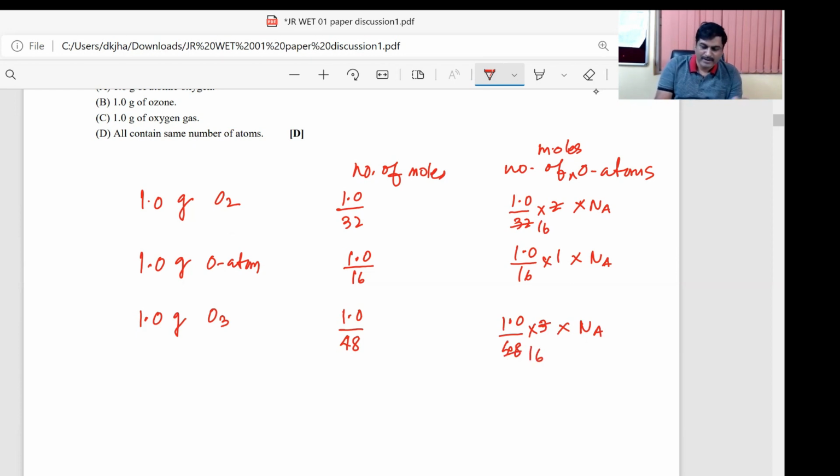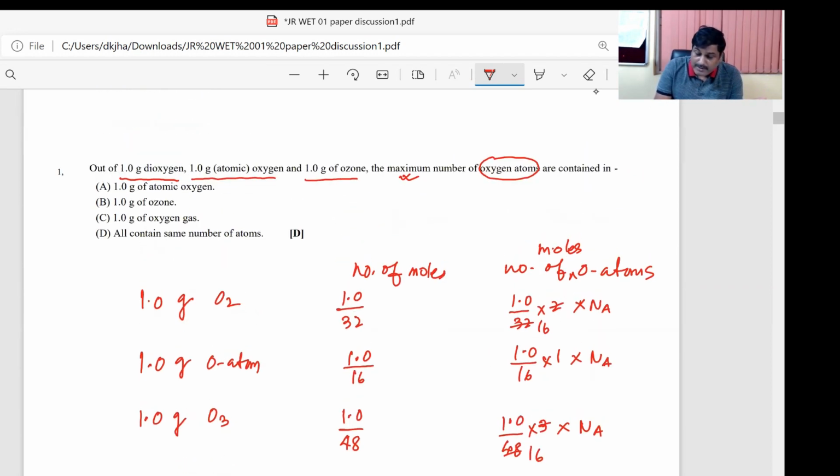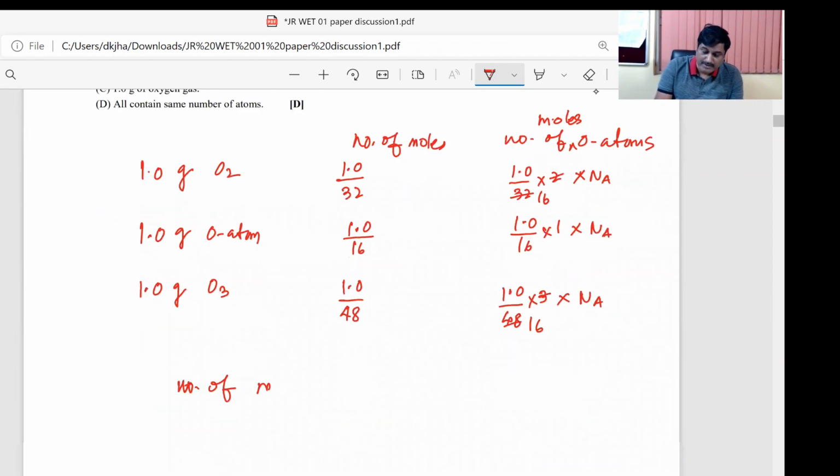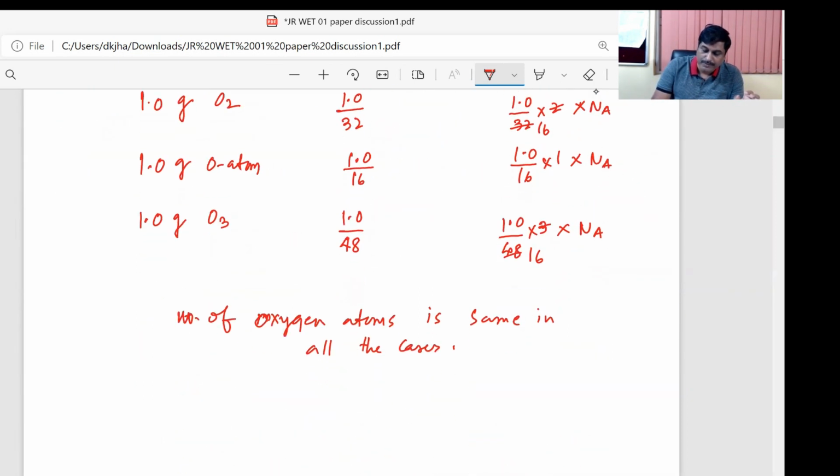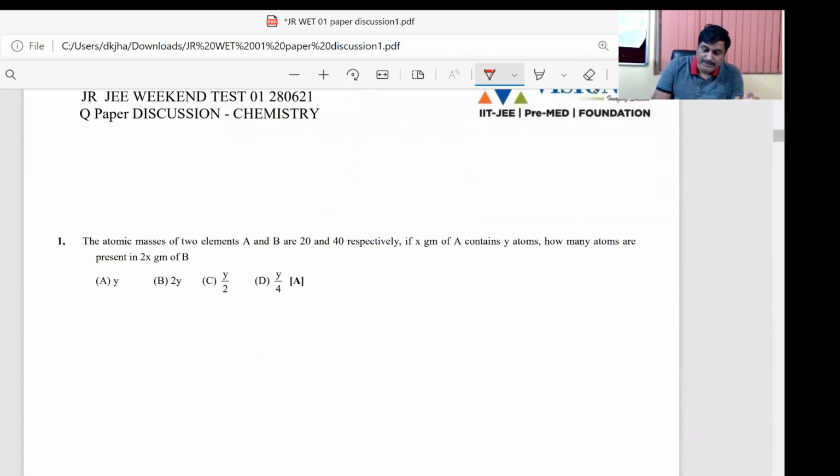You find here equivalent. So the number of moles, the question is about oxygen atoms, the maximum number of oxygen atoms. The number of oxygen atoms is the same in all the cases. Correct. So we have one option, all contain the same number of atoms. We have this option. Move to the next question.